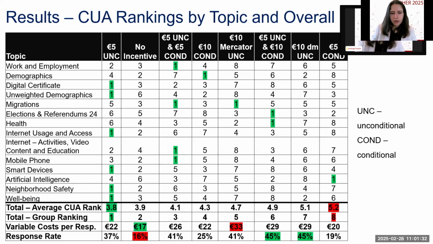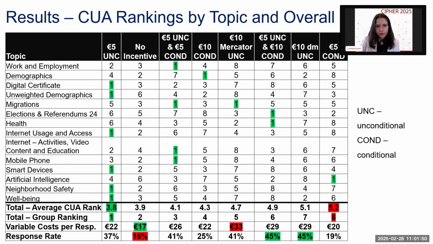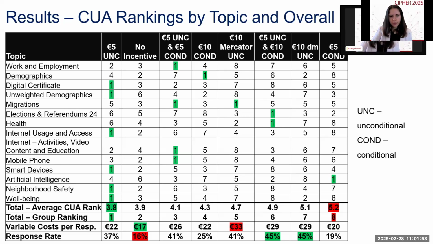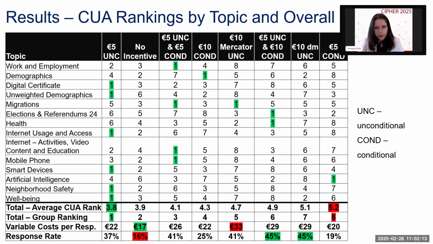The third group is then €5 DM unconditional plus €5 DM conditional, and it's very close behind with 4 wins. Interestingly, the groups with the highest response rates were only 6th and 7th. The €5 conditional group ranked last. However, the average ranks between the groups aren't that far apart. For example, the first group has a rank of 3.8 and the second one 3.9, and there is only a 1.4 point difference between the first and the last group's rank. So the next slide.